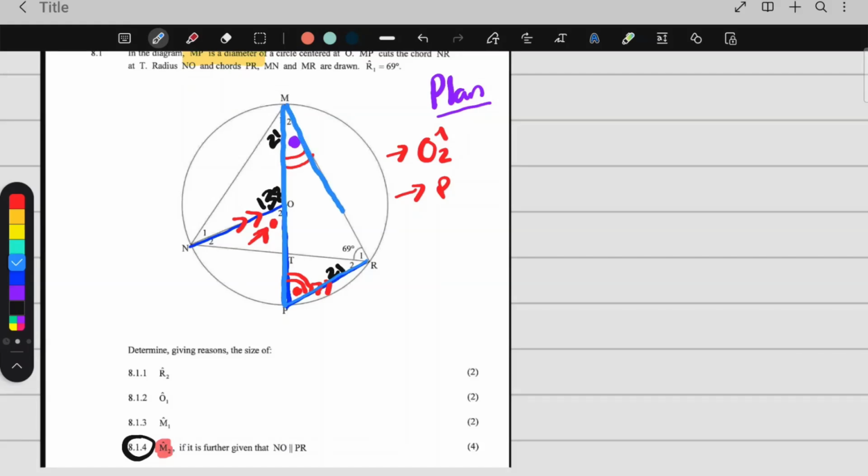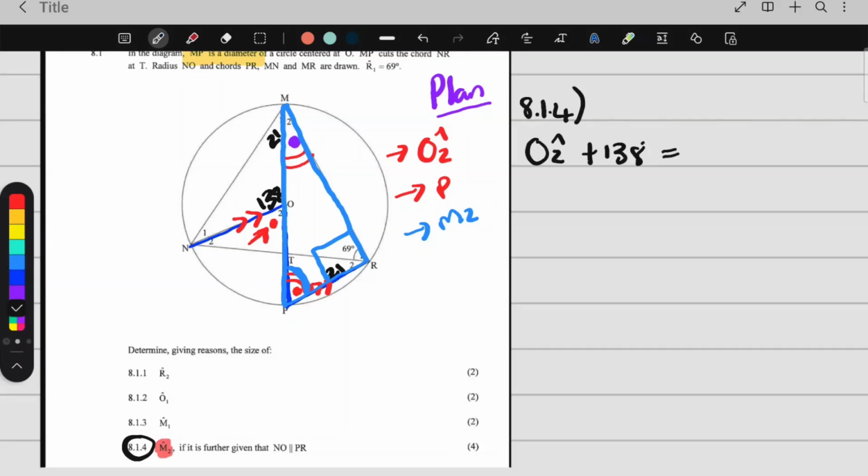And I'm going to do the interior angles of a triangle since this is 90. And I will have this angle over there. So then I'm going to work out angle M2. So that's the plan. I'm doing 8.1.4.